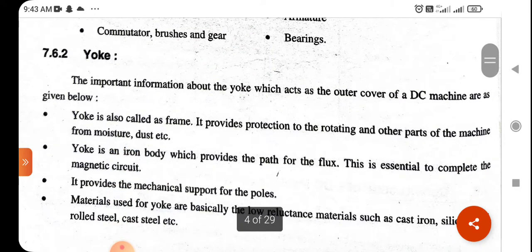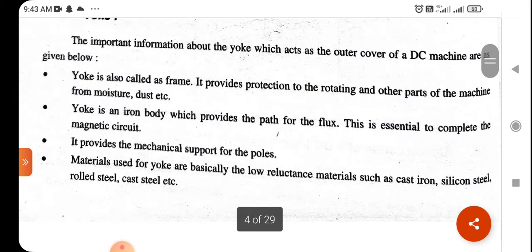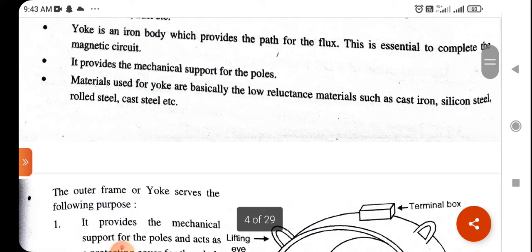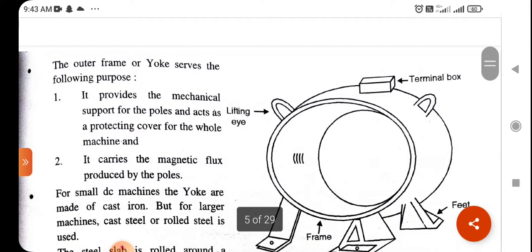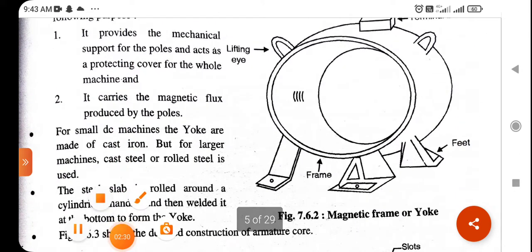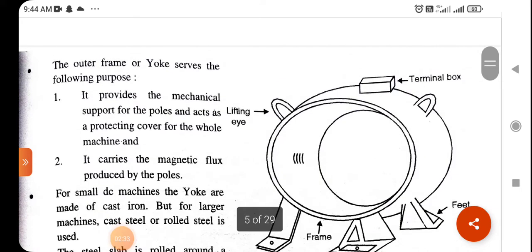So what is the yoke? It is an important part which protects the whole DC machine from atmosphere and moisture. The yoke is also called the frame, and it provides protection to the rotating and other parts of the machine from moisture and dust, as we already discussed. The yoke is an iron body which provides the path of flux. This completes the magnetic circuit. It provides mechanical support to the pole, and that's it. So this is the yoke.